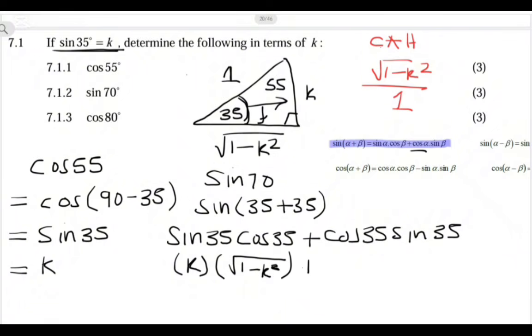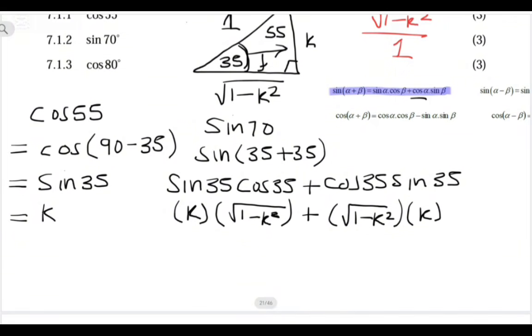Then plus cos of 35 again is the same as the root of 1 minus k squared, because they're still the same. And then sine of 35, we already have it, is equal to k. Perfect. So from here on, we just need to simplify this.